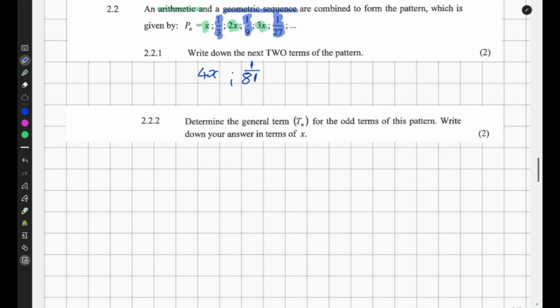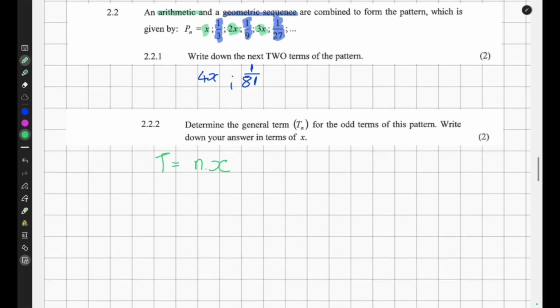Determine the general term for the odd terms of this pattern. Write down your answer in terms of x. So with odd, it doesn't mean 1 over 3 is an odd number. It just means the ones in the odd positions. So x, 2x, 3x. And like I said, that's arithmetic. So the straight up answer, I can just see the first one is 1x, the second one is 2x, and then 3x. So the answer is just n times x.